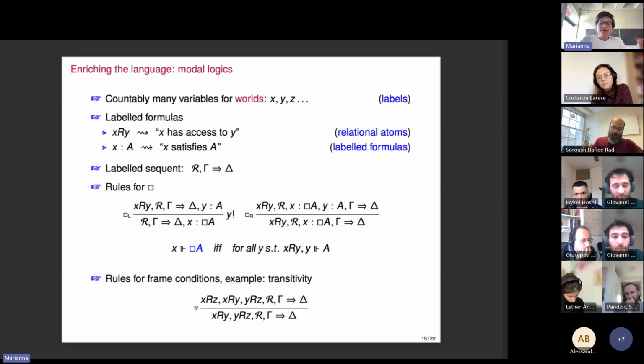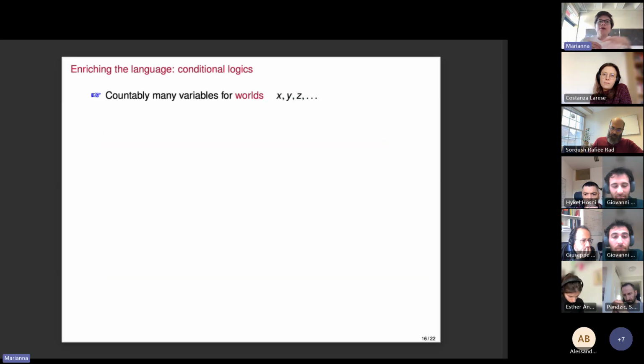So the idea is we are now going to use these tools to define calculi for conditional logics. Again, we are going to enrich the language, and then we define the rules for the conditional just by looking at the truth condition. The way we enrich the language now is going to be a bit different, because we are looking at relational models, but we have this neighborhood function on top. So we have to talk about this neighborhood function in the syntax of the calculus.